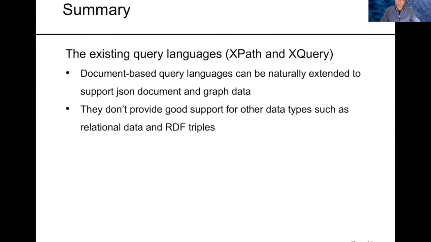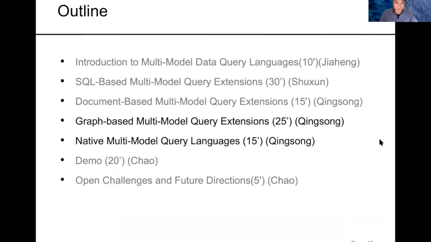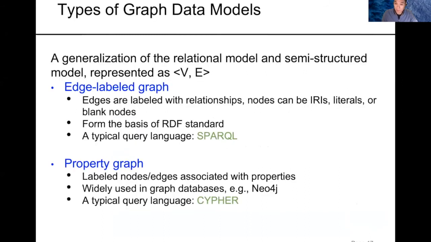In general, the existing core languages, such as XPath and XQuery, can be laterally extended to support JSON documents and graph data, but they cannot provide good support for other data types, such as relational data and RDF triples. In the next section, we will take about 25 minutes to discuss the graph-based multimodal core languages.